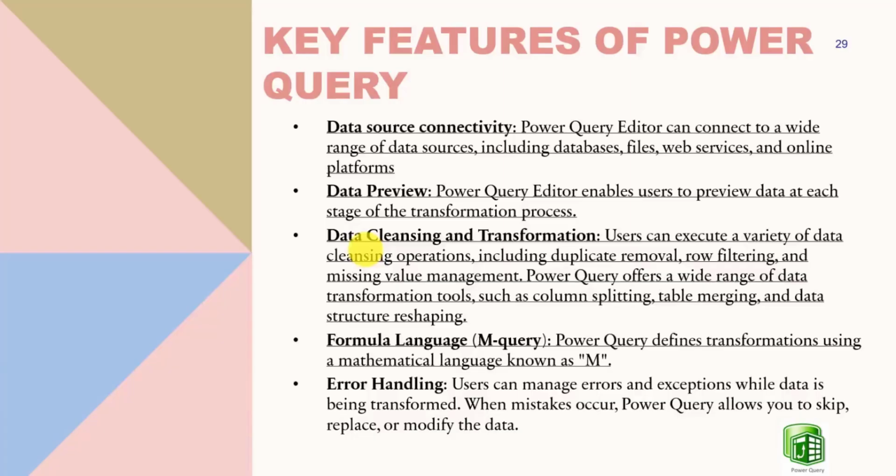Then there is the formula language, M query. Power Query defines the transformation using a language known as M query. Users can use this custom formula to do complicated data manipulation. These formulas are built sequentially and users can inspect the underlying M code. And the last feature is error handling. We can manage errors and exceptions while data is being transformed. When a mistake occurs, Power Query allows us to skip or replace or modify the data. So these are some features of Power Query.